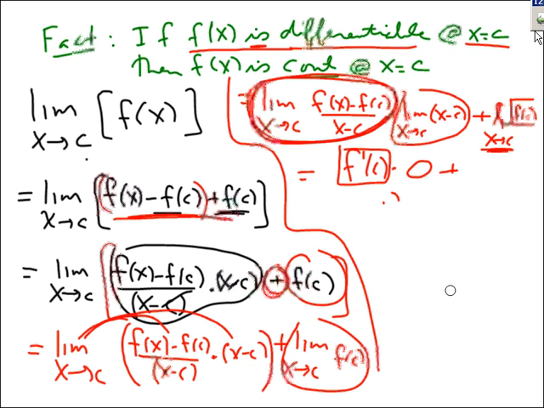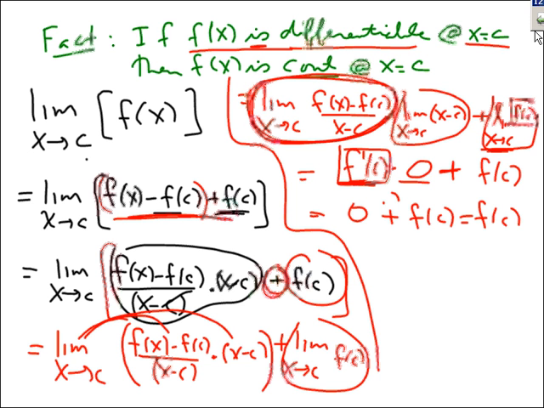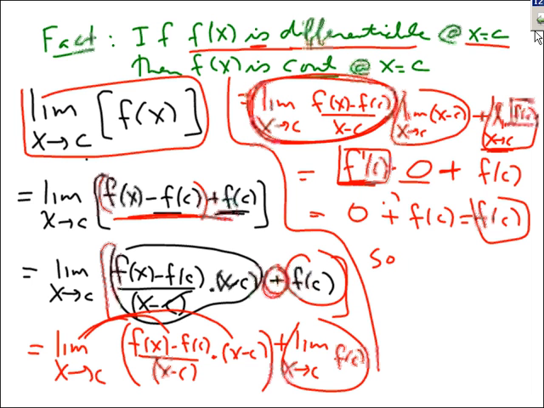Okay, now. A couple more lines and the proof will be complete. This limit is just f of c. But a defined value times 0 is 0. Plus f of c is f of c. And basically, I wanted to show that this equals f of c. And I did. So, f of x is continuous at x equals c. And that's the end of the proof. All right, good luck with this stuff.